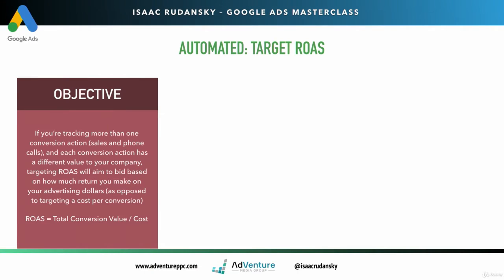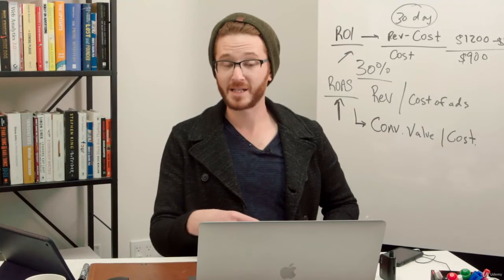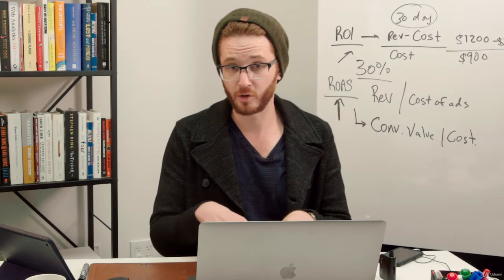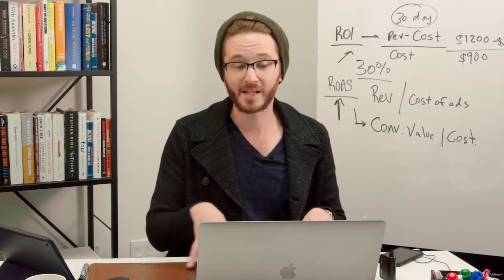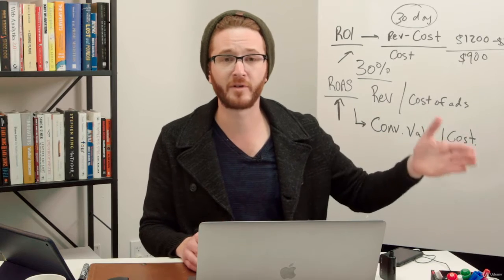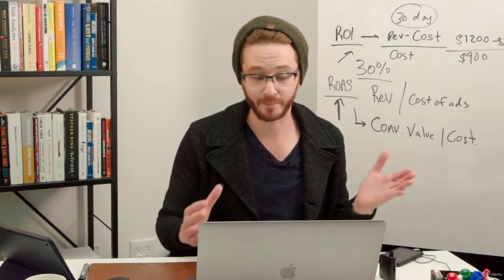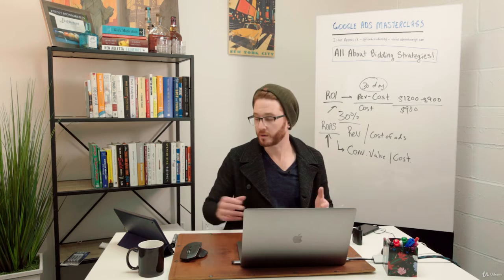The objective overall is if you're tracking more than one conversion action, let's say sales and phone calls, and each conversion action, this is where things could get a little bit complicated, has a different value to your company. Targeting return on ad spend will aim to bid based on how much return you make on your advertising dollars, as opposed to targeting a specific cost per conversion. When you're targeting by CPA, it could be tricky because you have all these different conversion actions that represent different amounts of value. But if you want to take a whole campaign and say, this is the amount of money I'm spending, this is the amount of revenue that I'd like to generate, or the minimum, then you'll be in a good position to use target return on ad spend.